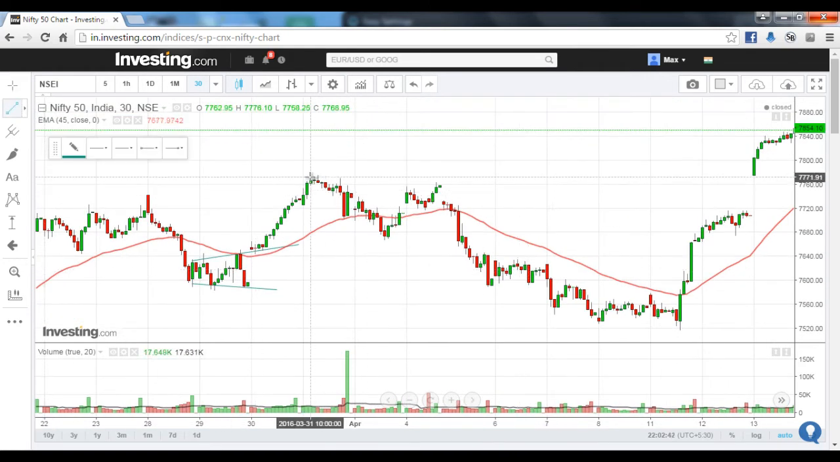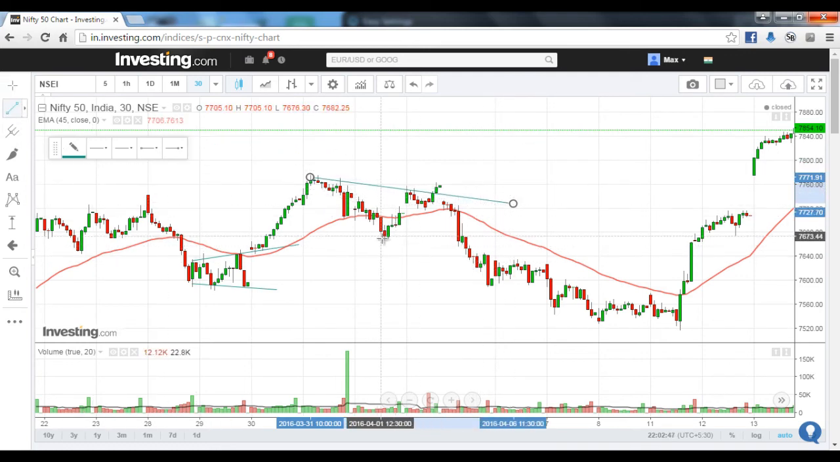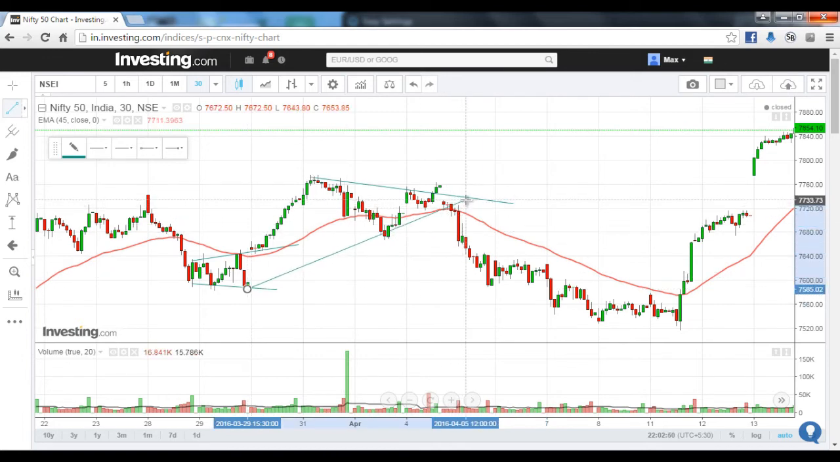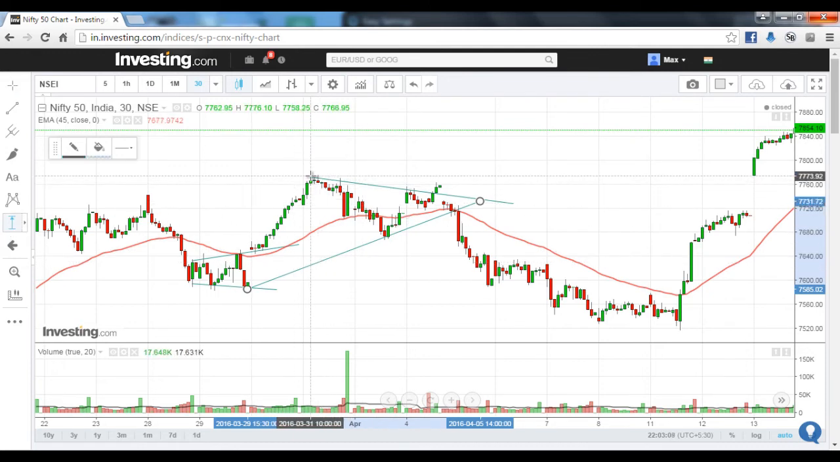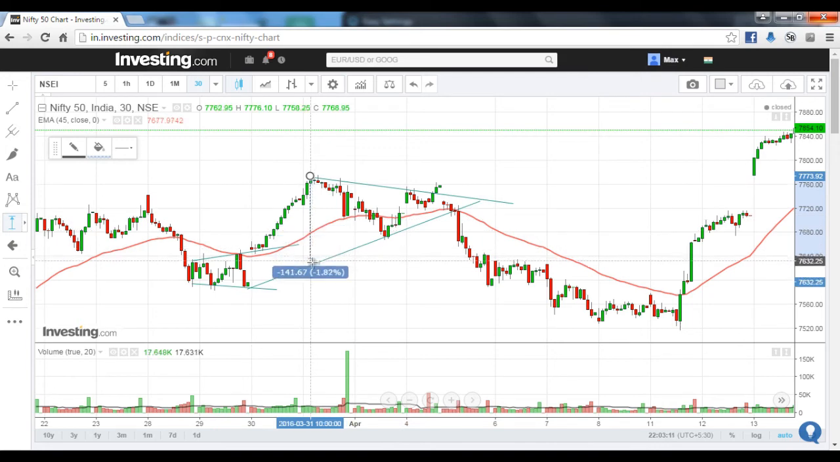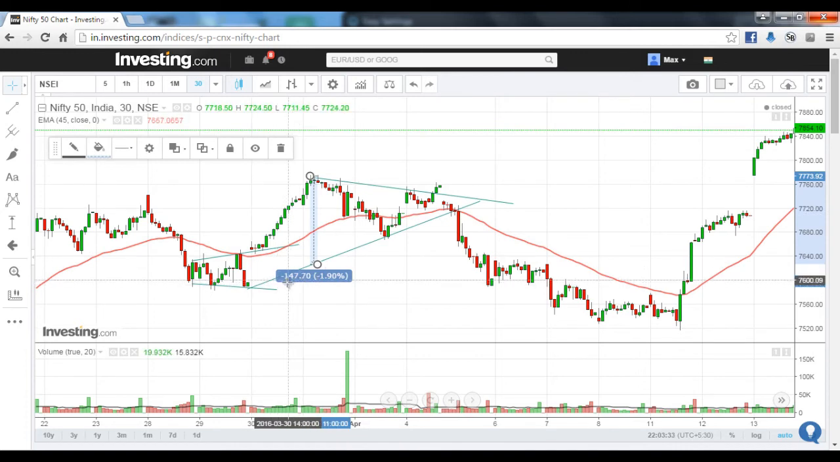Same can be applied to bearish patterns. Price broke below the 50-day MA line, so here you would have taken a short signal and your profit would be the height of this pattern. So again, after taking short, you could have expected at least 147 points profit.